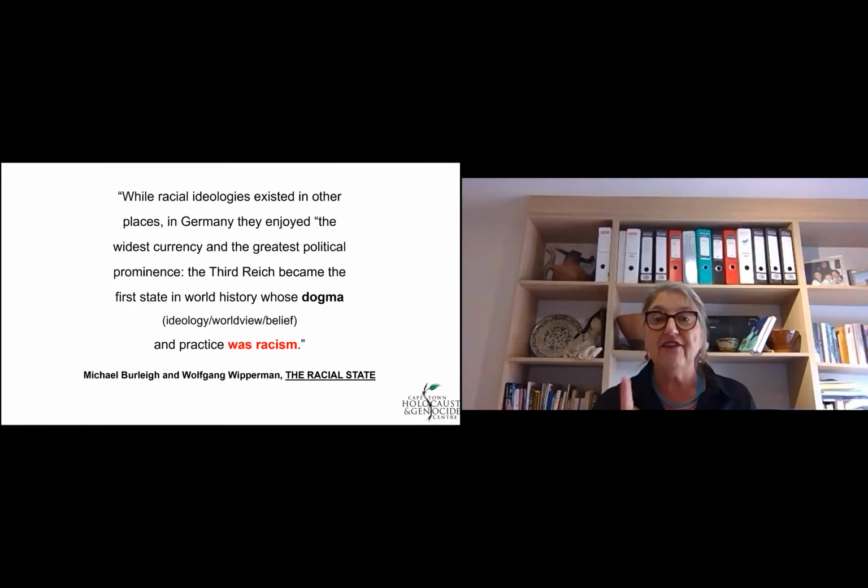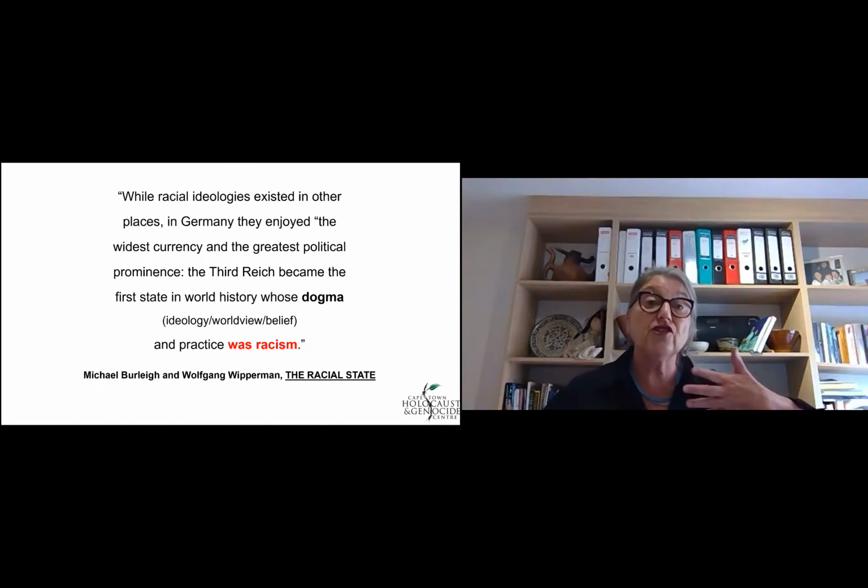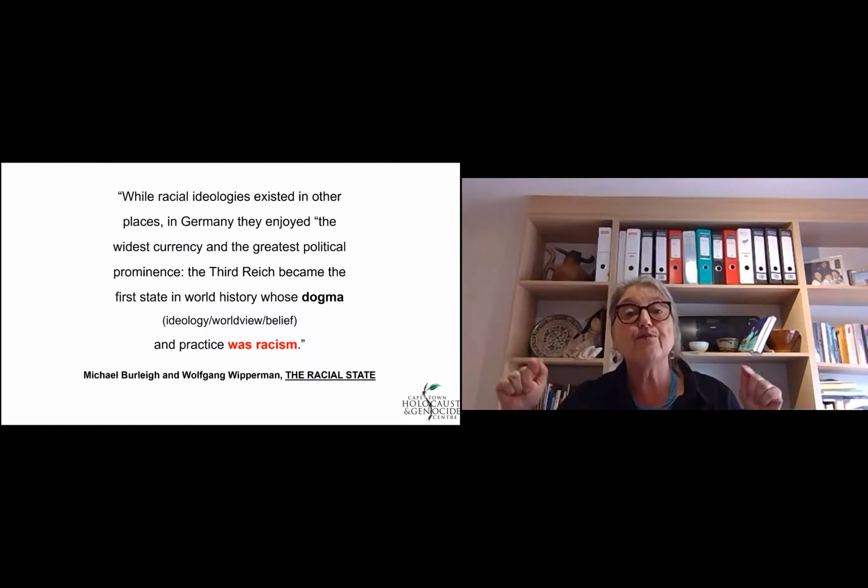And what you might find interesting, grade 11, is this quote from a book called The Racial State. While racial ideologies existed in other places, and they did, we know this because there was social Darwinism, there was eugenics, in America there was racism, in South Africa there was racism. This, remember, is pre-apartheid going into law.